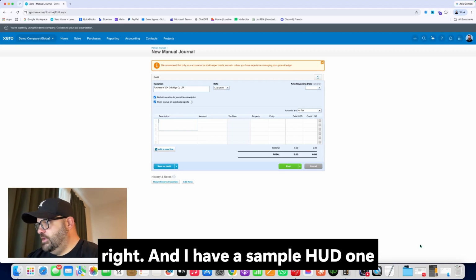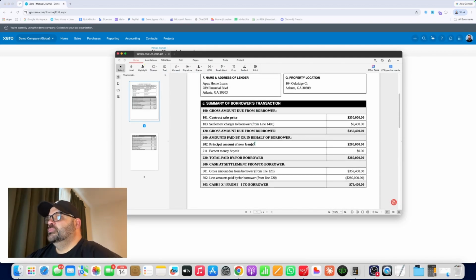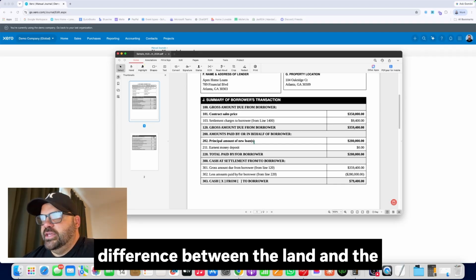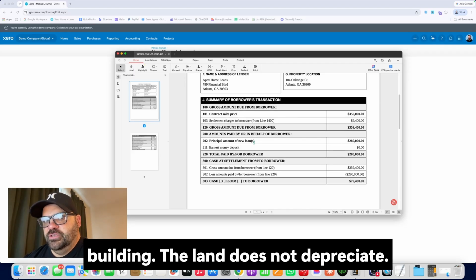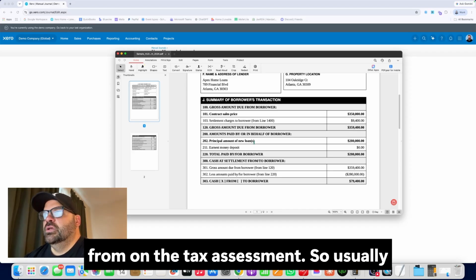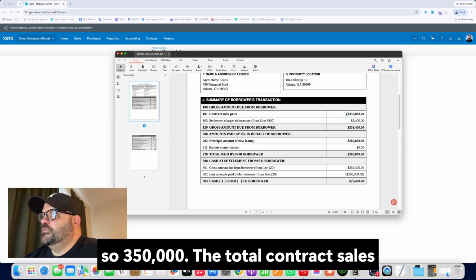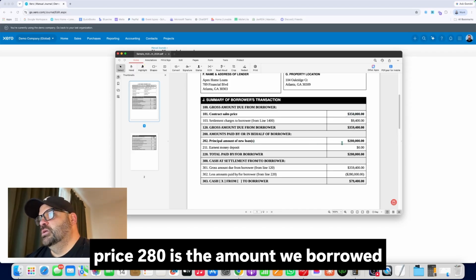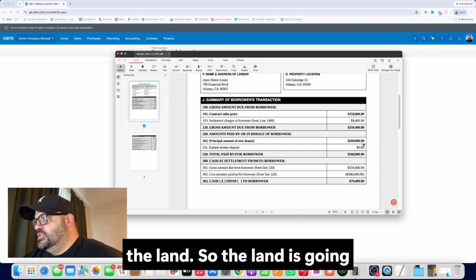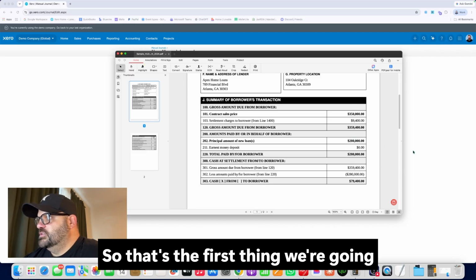All right, and I have a sample HUD one that was created by Claude. So thank you, Claude, for this. First thing we're going to note, difference between the land and the building. The land does not depreciate, so we have to separate that out from the tax assessment. So usually it's about an 80-20 split, so that's what I went with in this case. So $350,000 was the total contract sales price. $280,000 is the amount we borrowed for the loan. And the difference is the land. So the land is going to be this minus this, which is $70,000.